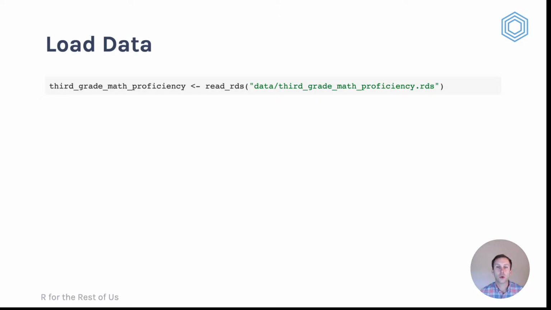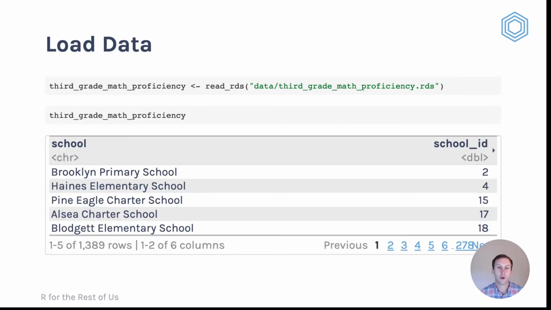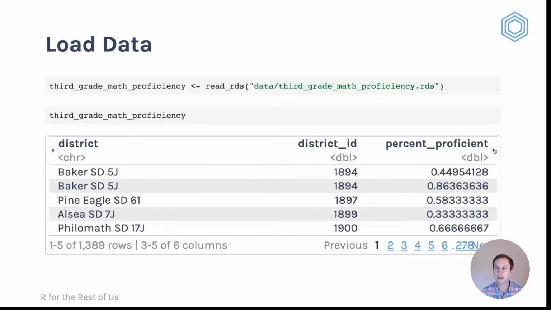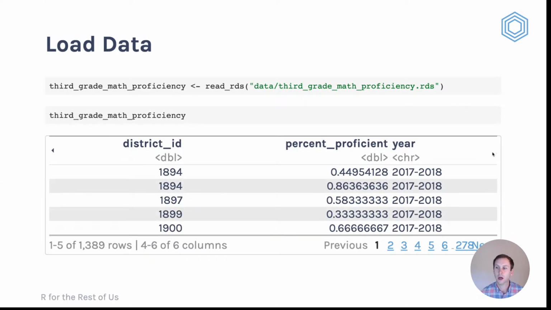All right, so let's take a look at this. So our 3rd grade math proficiency data frame has school, school ID, district, district ID, percent proficient, and year.